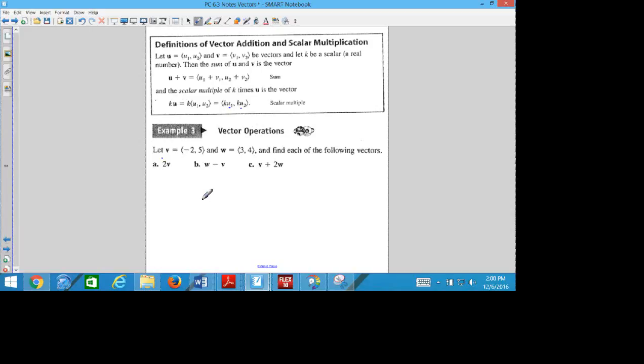A says do 2v, so we're just going to take 2 times vector v. So the answer to question A is <-4, 10>. Questions? Basic. You just have to know what to do. That's all.